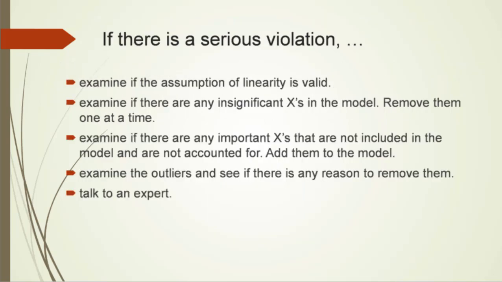What to do if there is a serious model violation? First, we can examine to see whether the assumption of linearity is valid. And also we can take a look to see whether there are any insignificant x in the model. That means those x do not have any important effect on y. And then we're going to remove them one at a time. We can also take a look to see whether there are any important x's that are not included in the model and are not accounted for. We can add them to the model. We could also examine the outliers to see whether there is any reason to remove them. Lastly, we can talk to a field expert.